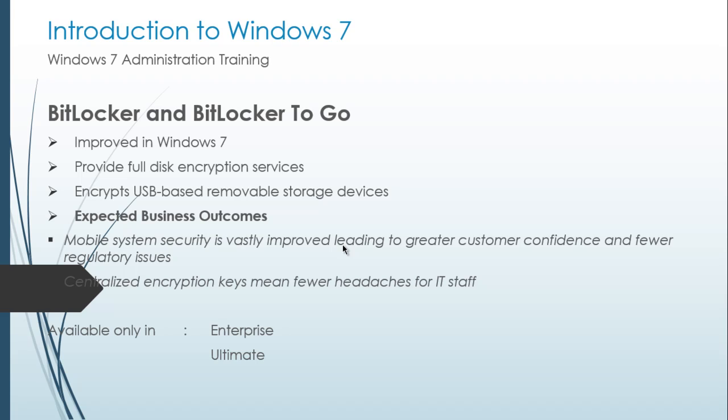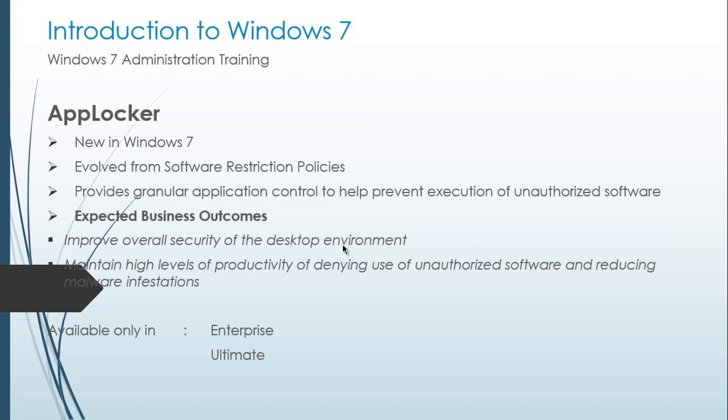The expected business outcomes: mobile system security is vastly improved, leading to greater customer confidence and fewer regulatory issues. Regulatory issues can crop up here, and centralized encryption keys mean fewer headaches for IT staff. You can see this is available only in Enterprise and Ultimate editions of Windows.